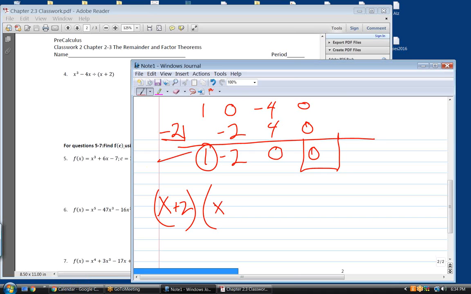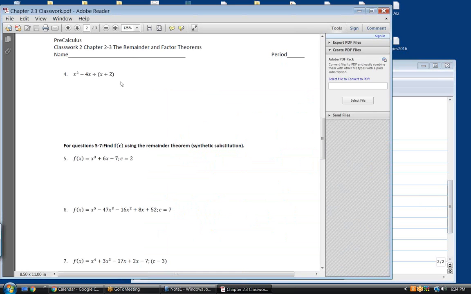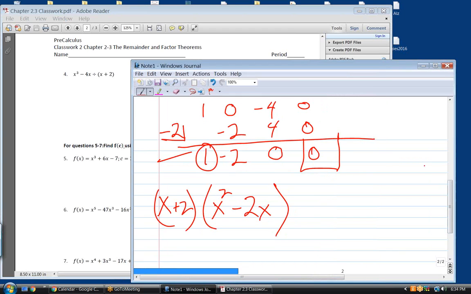So that would be x squared, because of the 1, minus 2x and no constant. So if I multiply those two, I will get what we started with. Can I do any more factoring? What exactly are we supposed to do, just come up with an answer? Yes. Well, that's actually the answer. When you divide x cubed minus 4x by x plus 2, you get x squared minus 2x.